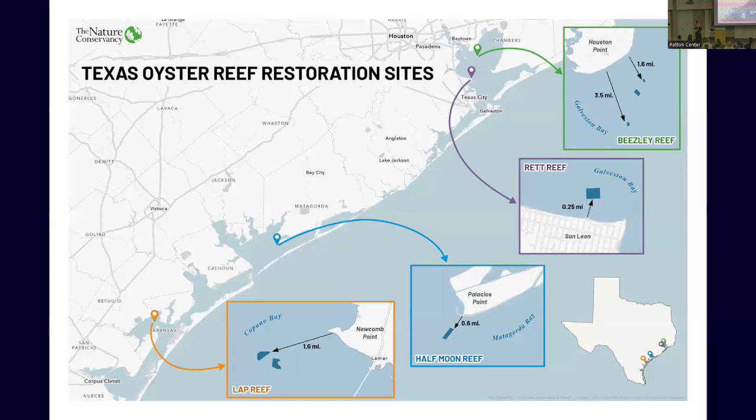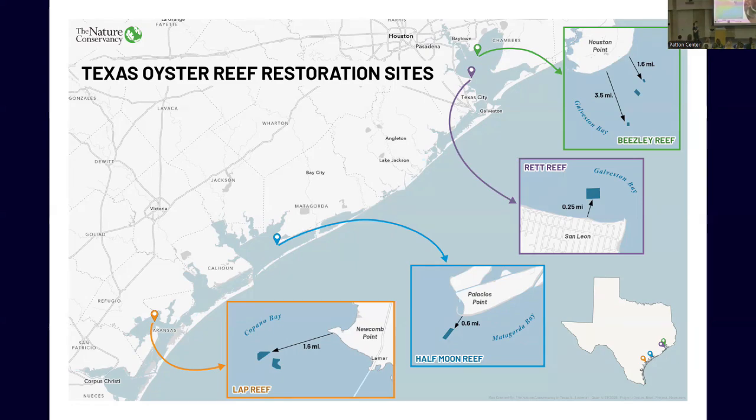Again, for those of you who are not aware of what the Nature Conservancy has done so far for oyster reef restoration, we've restored 3 oyster reefs in Texas. They're all subtidal oyster reefs. Plus, we have 1 reef that we have supported as a very integral partner on. The first reef that we restored was Half Moon Reef in Matagorda Bay. Next was Lap Reef in Copano. And then the third was Beasley Reef in Galveston Bay. We also supported the Rhett Reef project, but I'm going to save that punchline for a little bit later on. We'll talk a little bit more through that project.